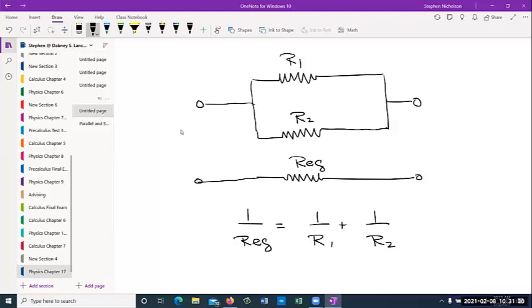You'll remember with capacitors, parallel capacitors, you just added them together. And for series, you did the reciprocal relationship. So they're opposite in terms of the form.